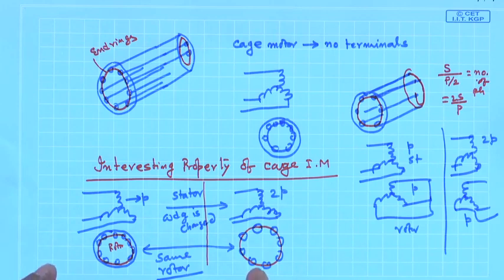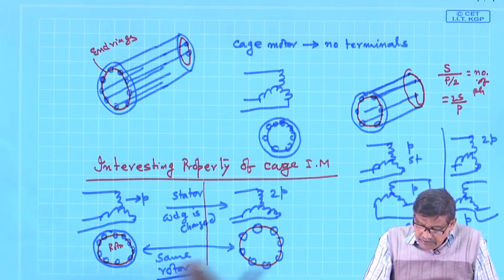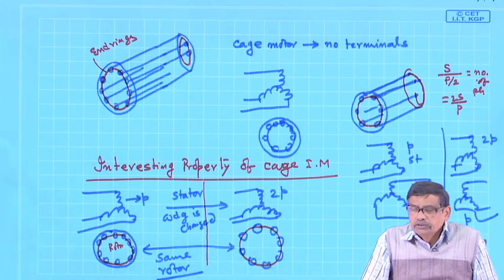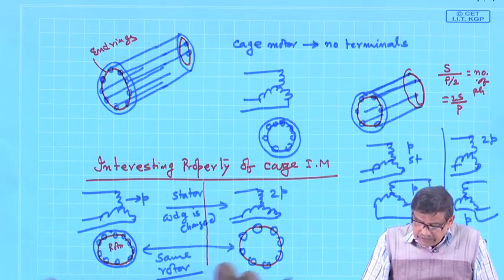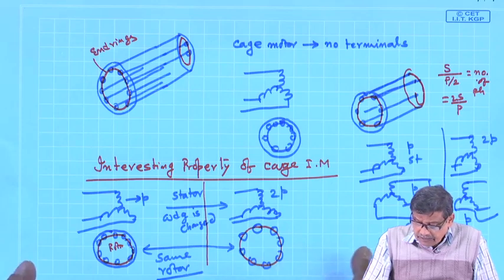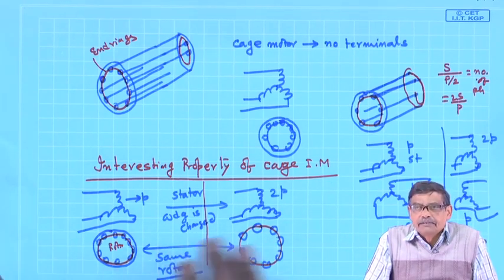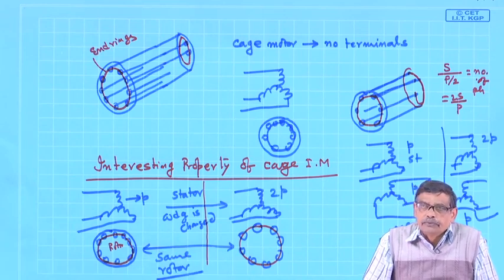But the interesting point is, if it is a cage induction motor, the stator winding you change to in general any number of poles, still it will work. Now, the question is why it should. The answer to this is not very far to seek, that I will tell right now, but this is another interesting advantage of a cage induction motor.